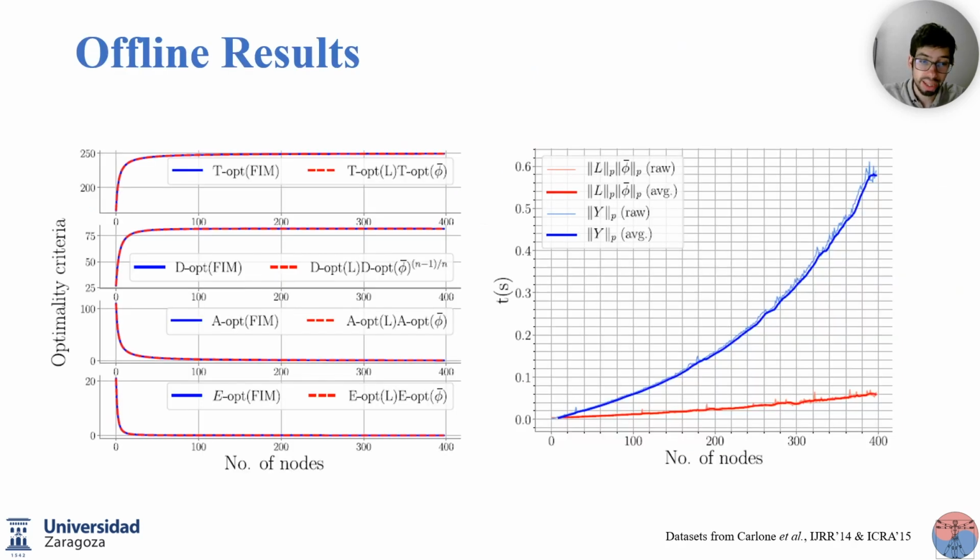For the case of constant uncertainty, we can see that computing optimality criteria with both methods yields the same results. In the right image, we can see the significant difference in computing time of both methods, being about 10 times lower at the end of the sequence of the FRH dataset.